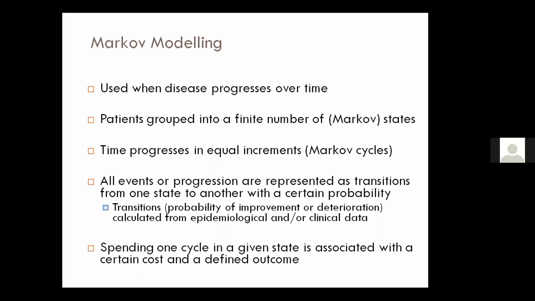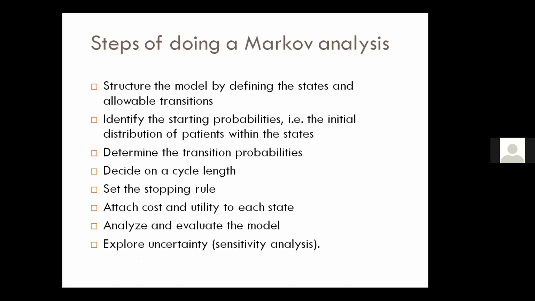We need that probability. And whenever you are in a particular state and progressing, the time lag is called a cycle. And for every cycle or every state, we assign a certain cost and defined outcome. Now I will explain this in a more structured way. We will see how to do a Markov analysis. And these are the steps. We don't have to read all these things now. We'll go step by step. So anyway, we will cover that.